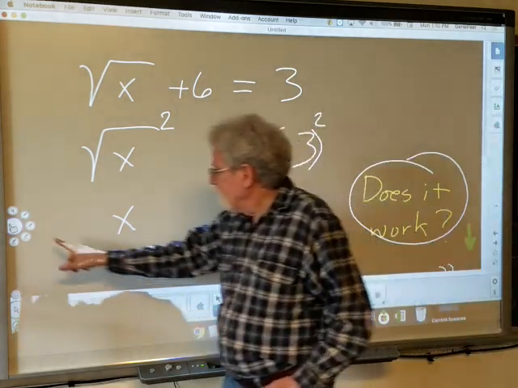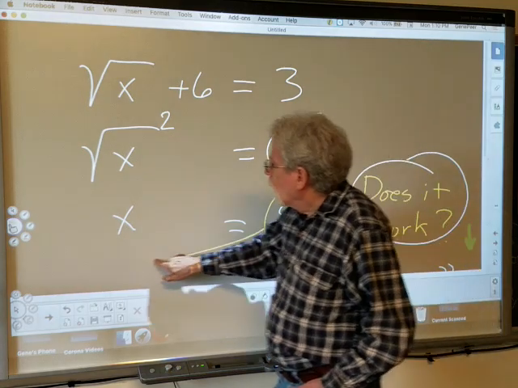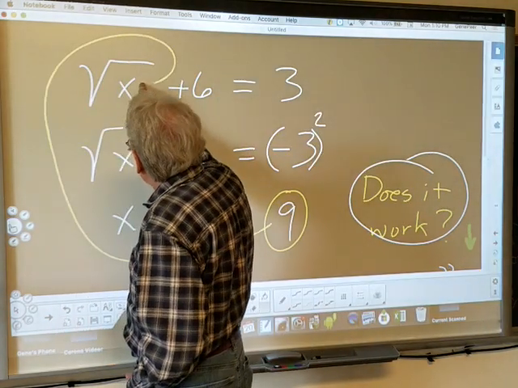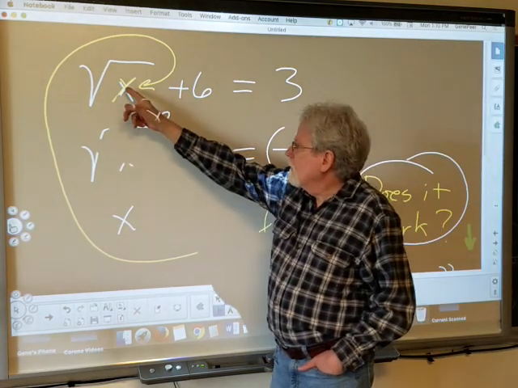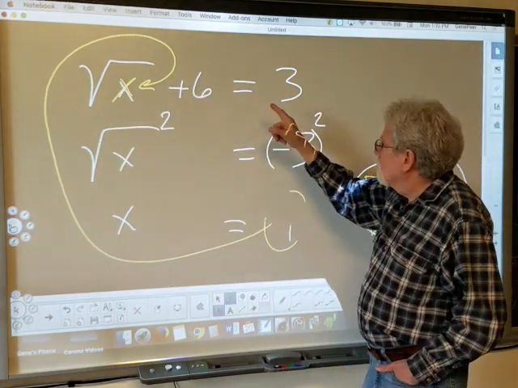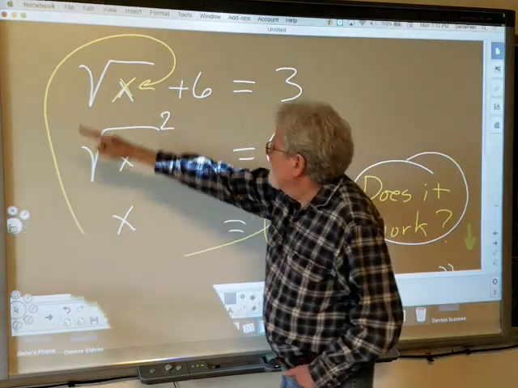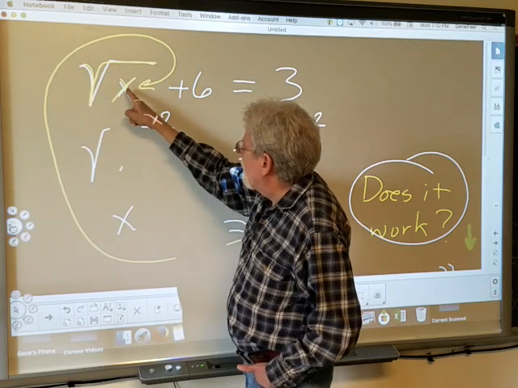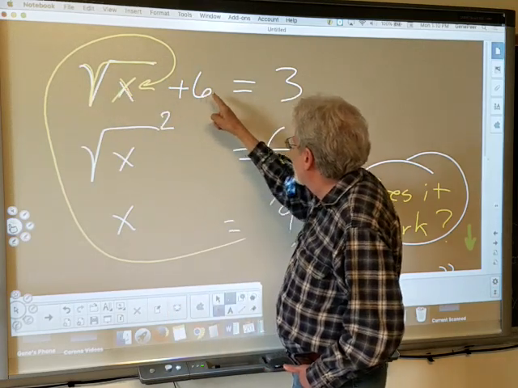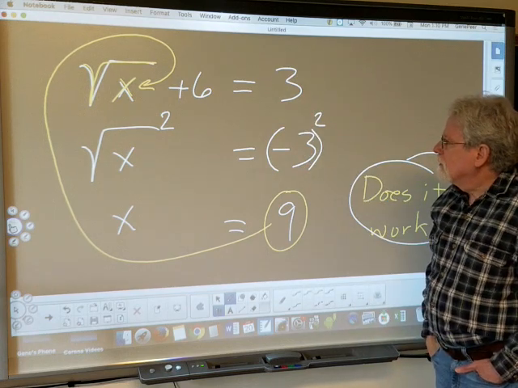Well, let's find out. We take our result of 9, and we will plug it in here where x used to be. Square root of 9 is 3. 3 plus 6 is 3 plus, what did we do wrong? Put a 9 in here. Square root of 9, principal square root, positive square root of 9 is 3. 3 plus 6 is not 3. Something went wrong.